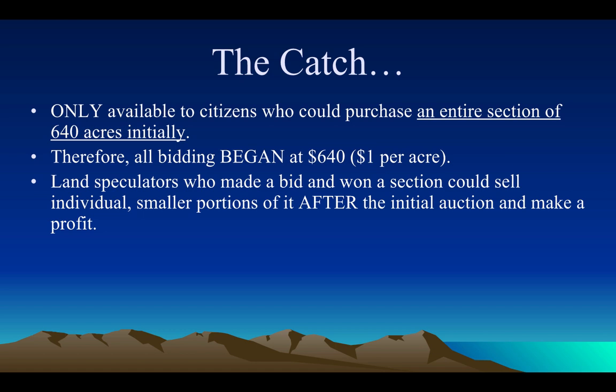The catch, however, is that it was only available to citizens who could purchase an entire section of 640 acres initially. So all bidding began at $640, aka $1 per acre. The land speculators who made a bid and won a section could sell individual smaller portions of it after the initial auction and make a profit from it.